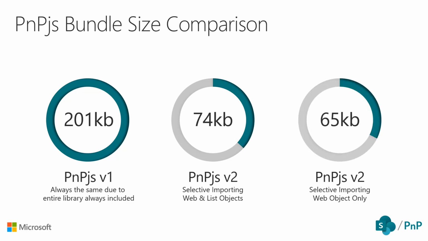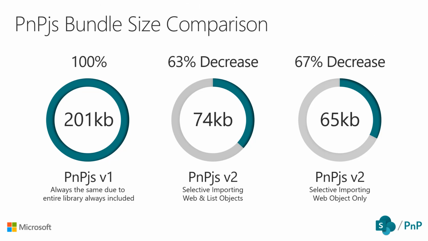When you include the percentage changes, it's astounding. 63% decrease in file size for the web and list objects, and a 67% decrease when we're only needing the web object. Imagine if we had multiple web parts or extensions on a single page, all using PnPjs.